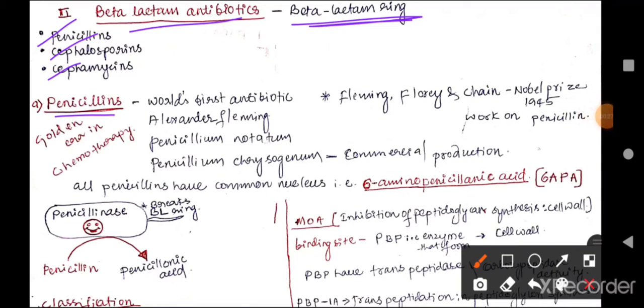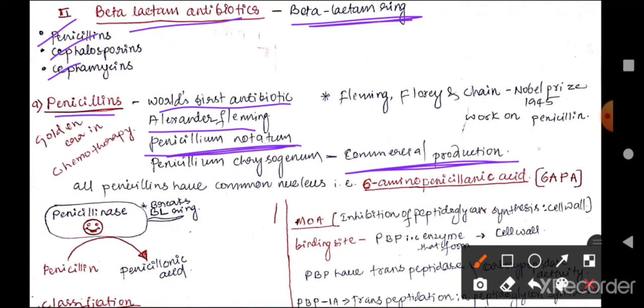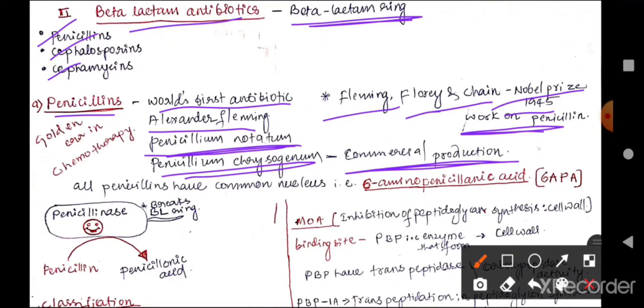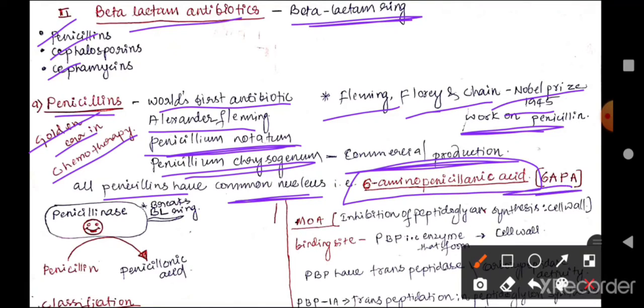Penicillin was the first antibiotic, discovered by Alexander Fleming, and it was isolated from Penicillium notatum. Now the commercial production of penicillins is from Penicillium chrysogenum. Fleming, Florey and Chain got the Nobel Prize in 1945 for their work on penicillin. The discovery era and usage of penicillin is called the golden era in chemotherapy. All penicillins have a common nucleus, that is 6-aminopenicillanic acid, or 6-APA.